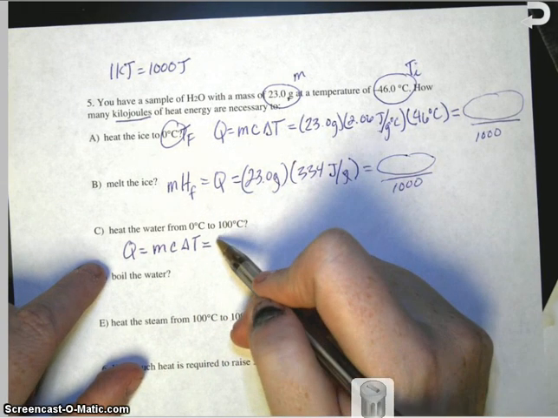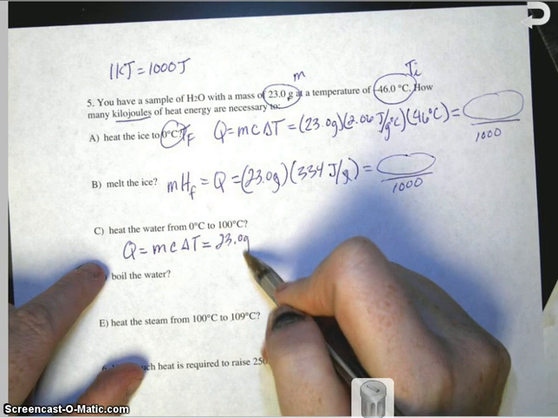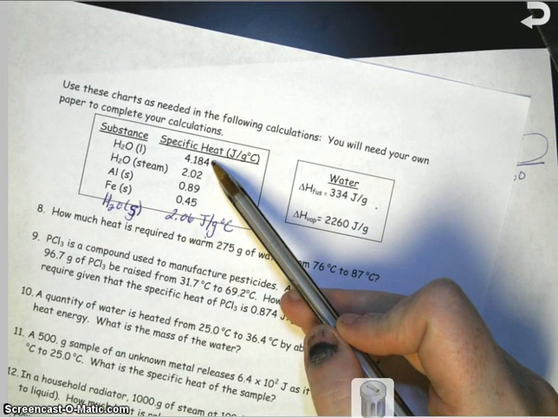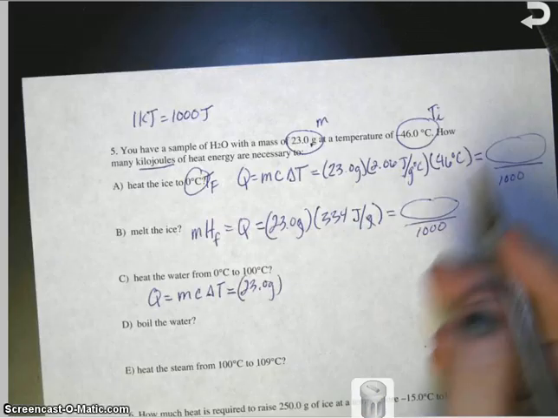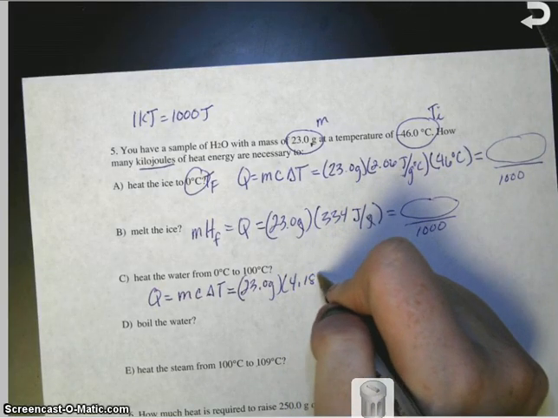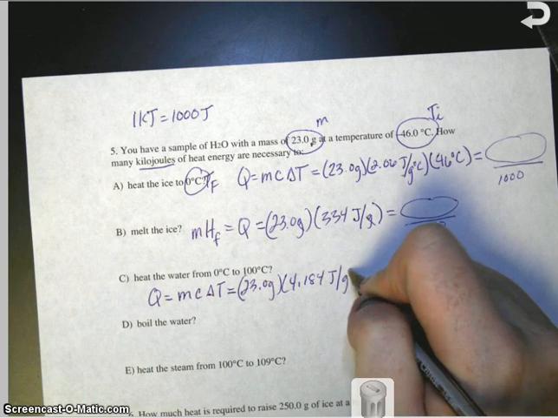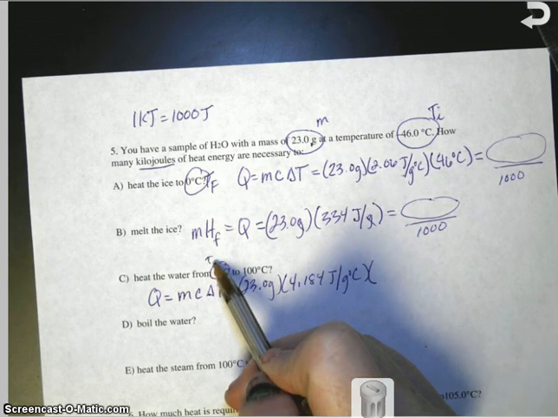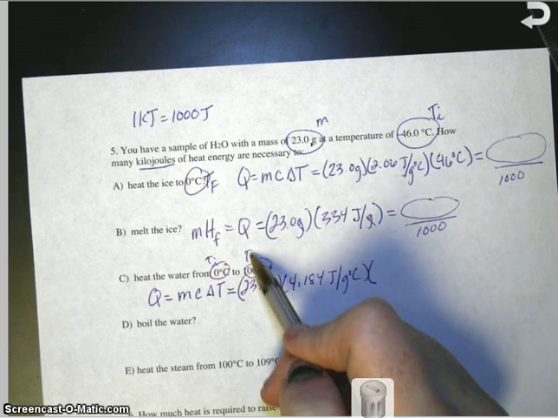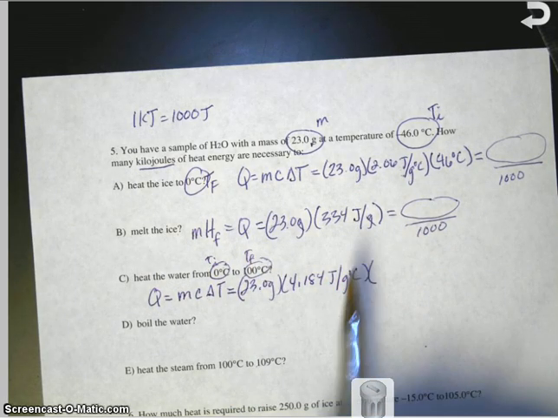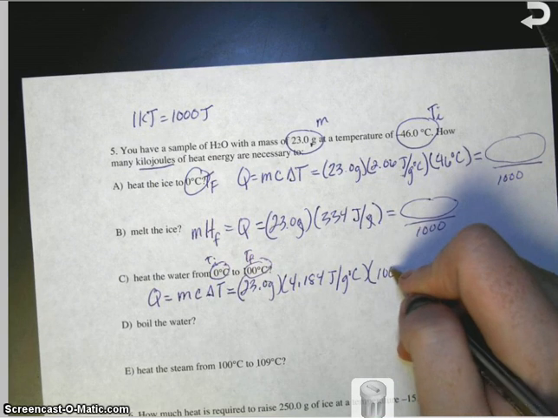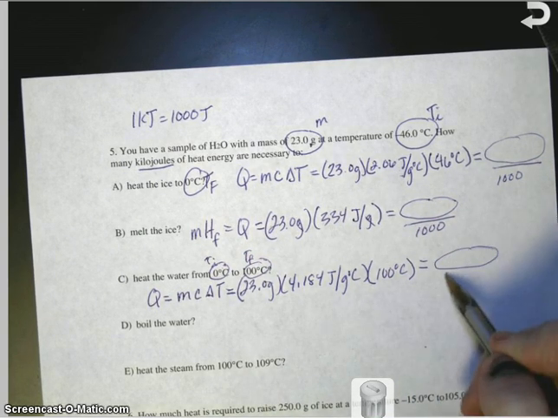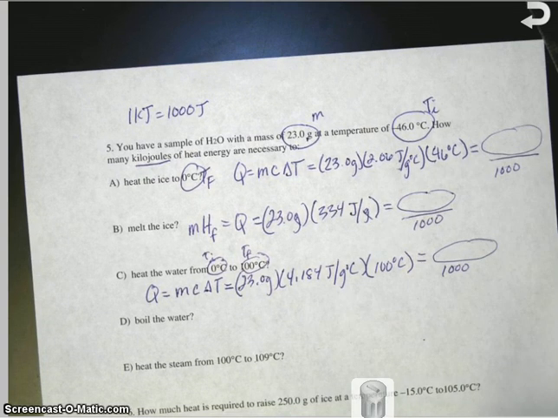In the case here, I know my mass is 23 grams. My specific heat of water as a liquid is 4.184 joules per gram degree Celsius. And then my temperature change, if I look here, it's saying my 0 degrees, this is my initial temperature, and my 100 degrees is my final temperature. So my temperature change from 0 to 100 would be 100 degrees Celsius. Again, since they're asking for kilojoules, whatever answer you get here, you want to divide it by 1,000 and then determine your number of significant figures.